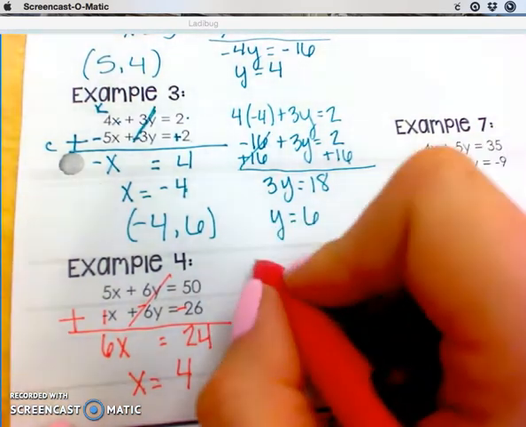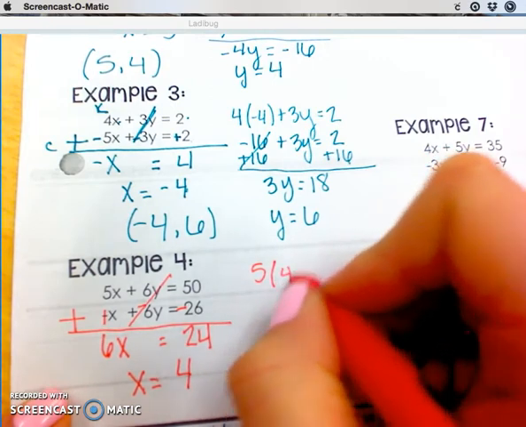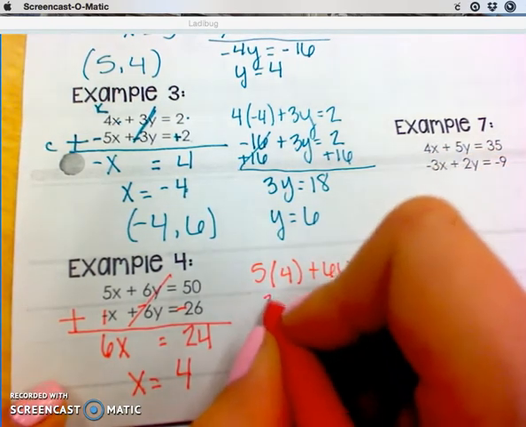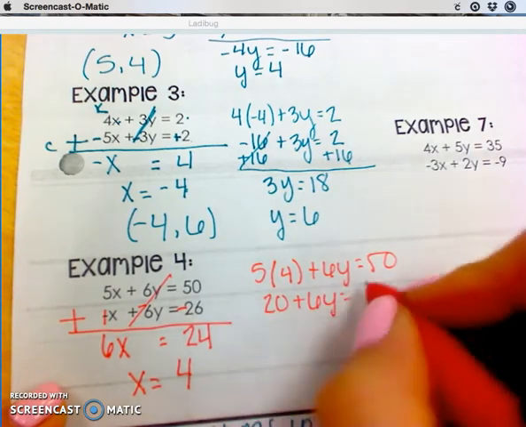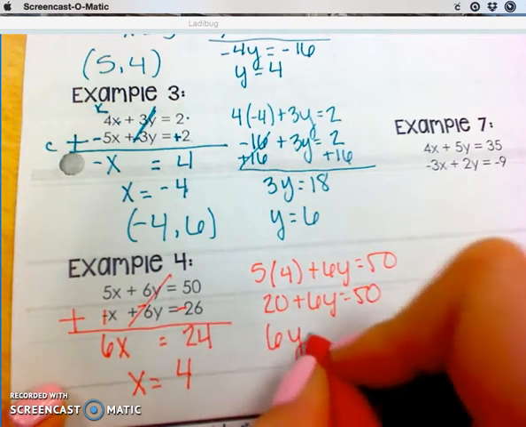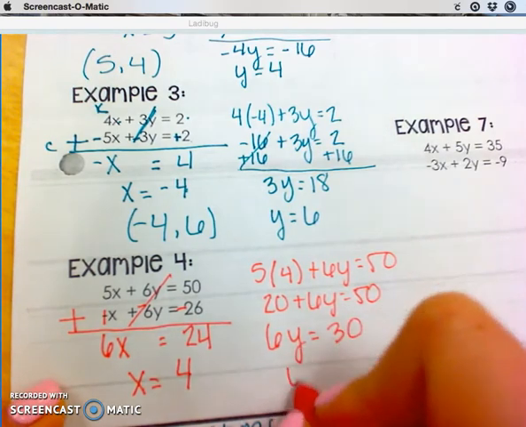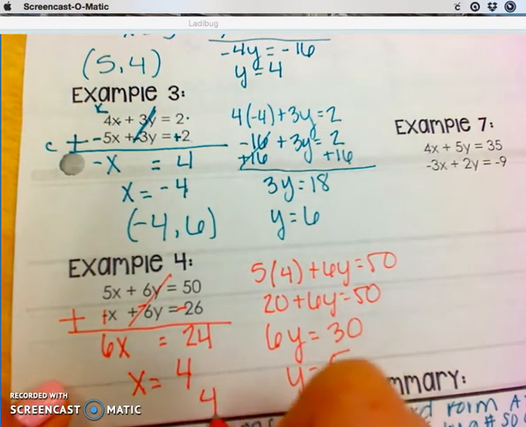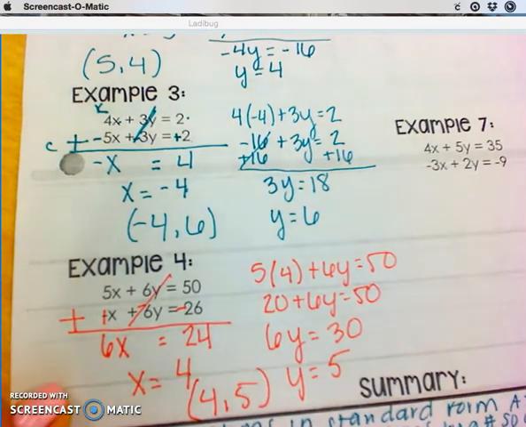Plug it back in, let's plug it into the top one. 5 times 4 plus 6y is 50. 20 plus 6y is 50. Subtract 20. 6y is 30. So y is 5. 4, 5 is the solution.